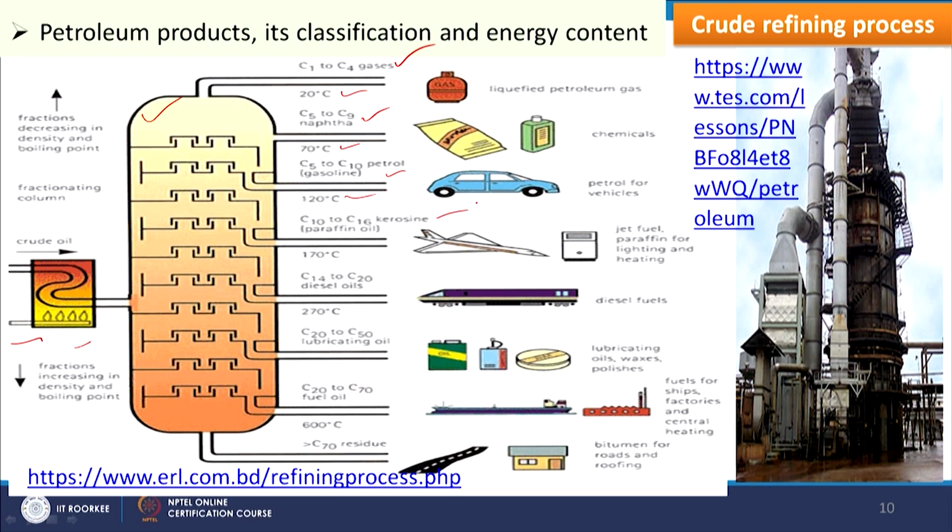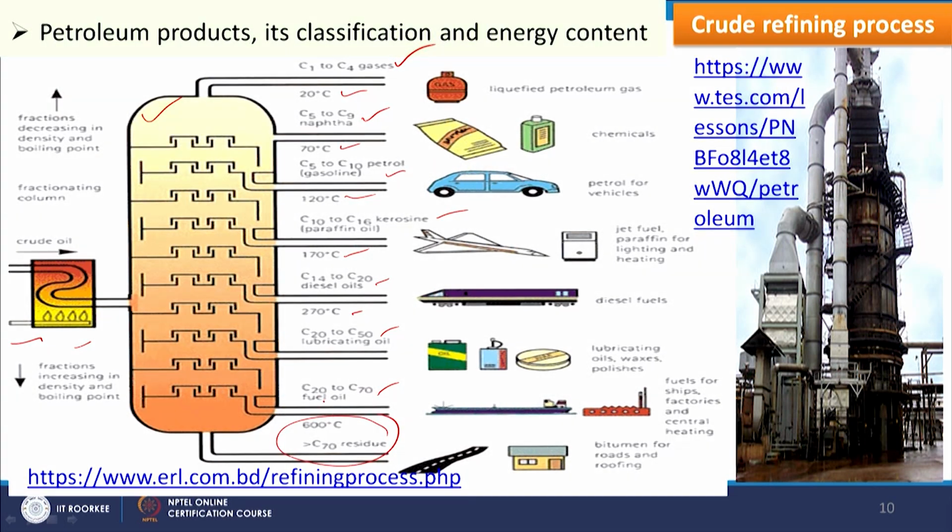C10 to C16 we can get kerosene at 170 degree centigrade, and C14 to C20 we can get diesel oil at 270 degree centigrade, and C20 to C50 is lubricating oil, and then C20 to C70 fuel oil, and then the residual.